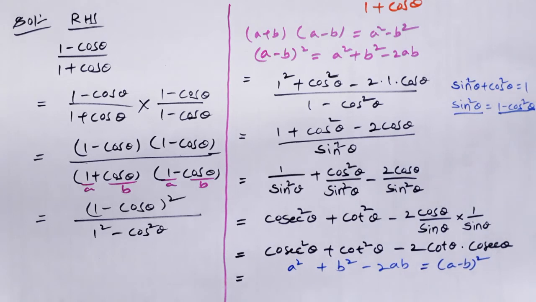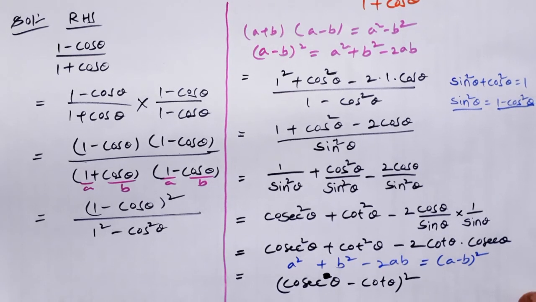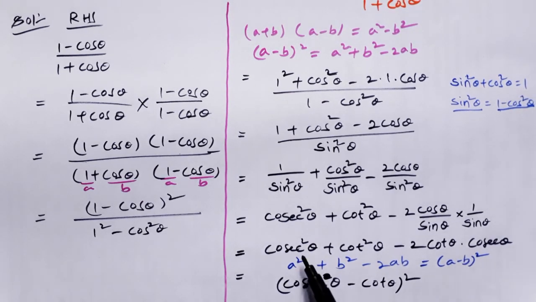So finally we will get the answer. A means what? Cosecant. So cosecant theta minus B. B means what? Cot. So cot theta whole square. That's it. So it is one formula, a square plus b square minus 2ab. The answer is a minus b whole square. A means cosecant theta minus b means cot theta whole square. That's it.